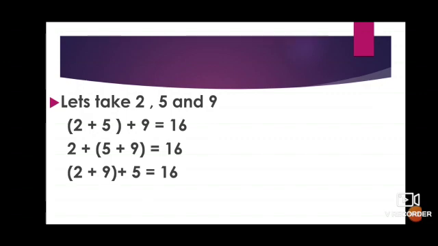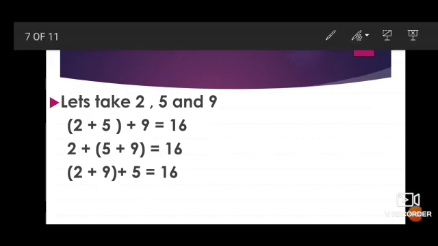Now let's group 5 and 9. 2 plus 5 plus 9. 5 plus 9, 14. 14 plus 2 gives you 16. Now what is our last grouping? We are going to group 2 and 9. 2 plus 9 plus 5. 2 plus 9 gives us 11. 11 plus 5 is equal to 16. So did you see, children? Even if we group in different order, the answer is same.